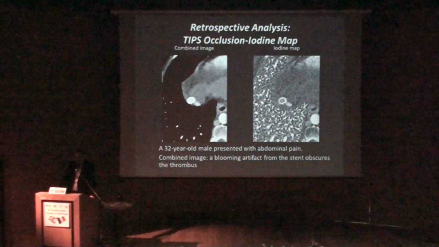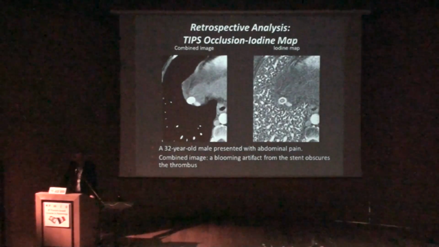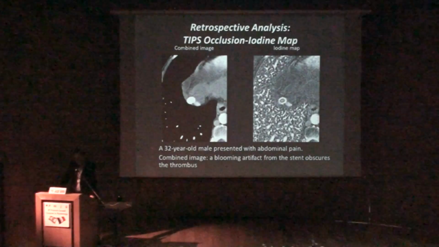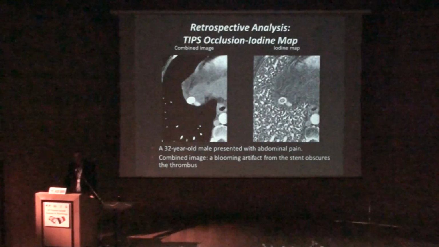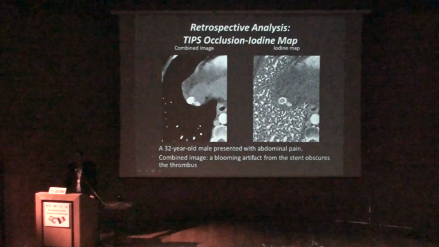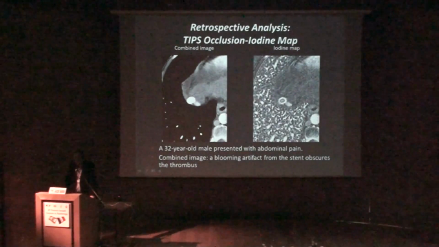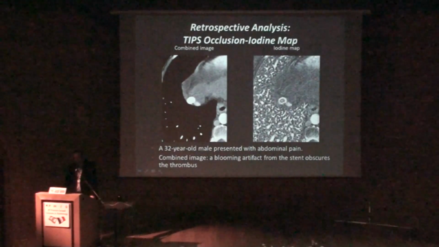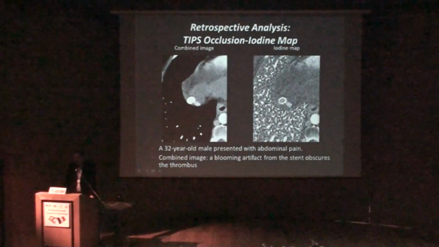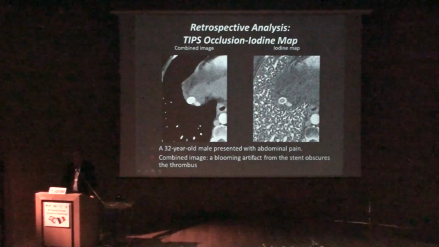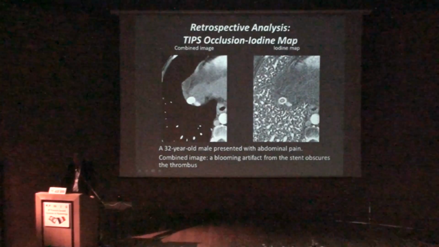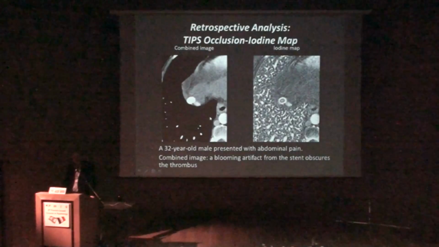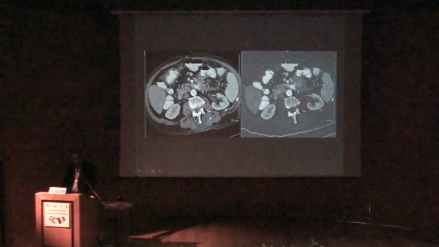But on the other hand, that's a 32-year-old male with abdominal pain. We see a TIPS stent, but the regular image shows us blooming artifact. But if we use the iodine map, we can see that the stent is open with some intimal hyperplasia, but there is flow inside. On the combined image, even changing the window wouldn't help in getting to this diagnosis.